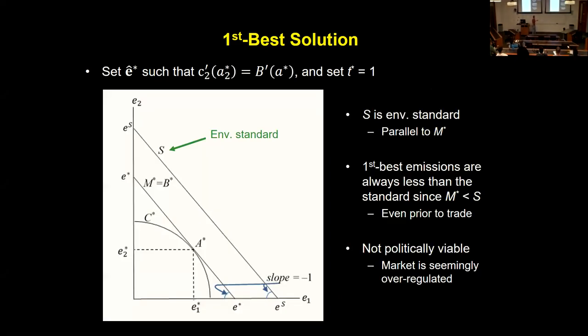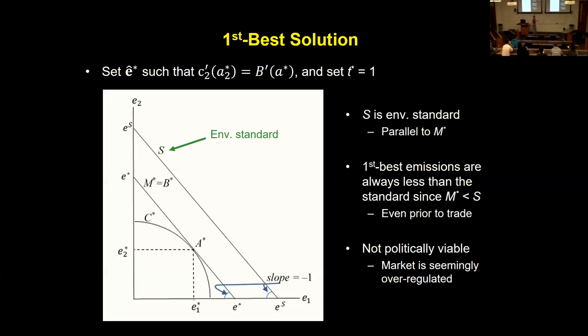And what we find is that here's our environmental standard. It's down here because we're assuming it's going to exceed the optimal level of emissions, the first best level. First best level occurs here, where this budget constraint, the market clearing condition, is tangent with this iso-cost curve. And it turns out this market clearing condition has a slope of negative one in both of these cases. The slope of negative one means that the iso-benefit curve is also tangent at that point. So we have iso-cost curve, iso-benefit curve, tangent at A star, which gives us our efficient emissions levels.